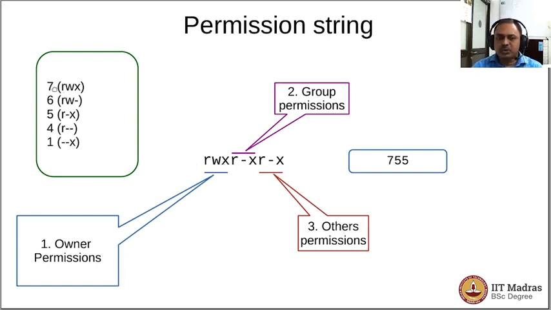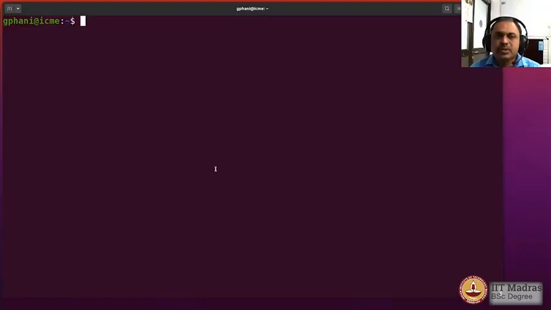Typical permissions that you would set are indicated by these numbers here from 1 to 7, and the permission string that is written here is indicated by 755. We would use this numerical value when we are changing the permission. Let us try to explore the permissions, how to change them, and the ability to create files, delete them, moving them around, organizing them into folders, etc.